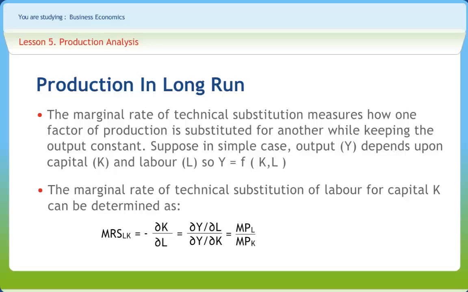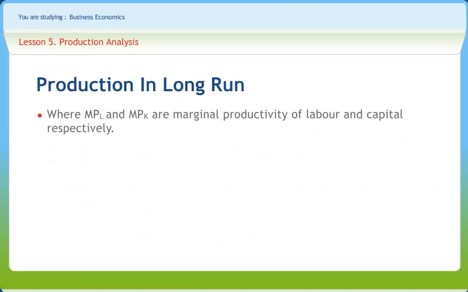Thus, we can also write it as marginal productivity of L, that is, labor, upon marginal productivity of K, that is, capital. The marginal rate of technical substitution as a measure of the degree of substitutability of factors has a serious defect, since it depends on the units of measurements of the factors.